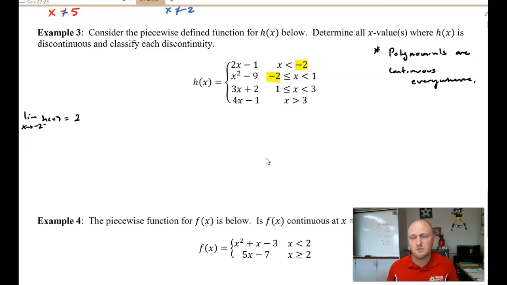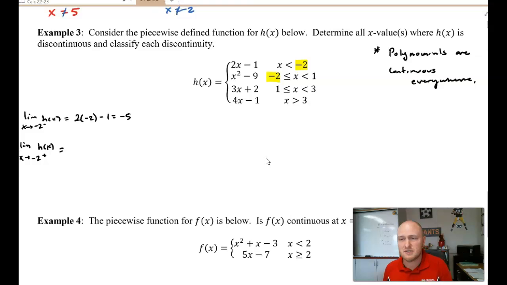Okay, so 2x minus 1, that's a polynomial, continuous everywhere. So I can go ahead and plug in -2: 2 times -2 minus 1 gives us -5. So the limit from the left, the function's approaching -5. All right, now how about the limit of h of x as x approaches -2 from the right?